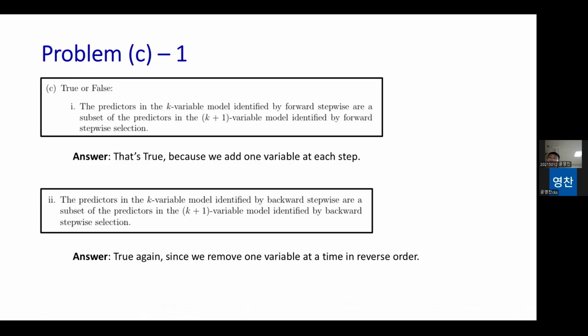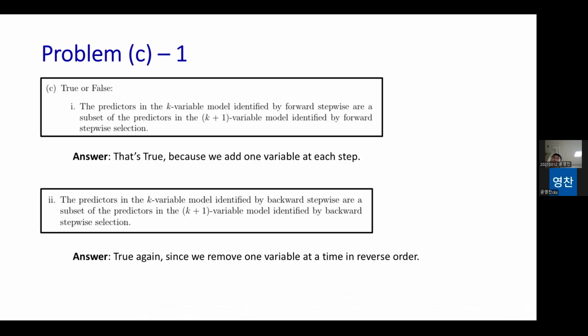In forward stepwise selection, the predictors in the k-variable model are a subset of the predictors in the k plus 1 variable model. It's true. Very simple question, because we add one variable at each step. So K variable model must be a subset of K plus 1 variable model.